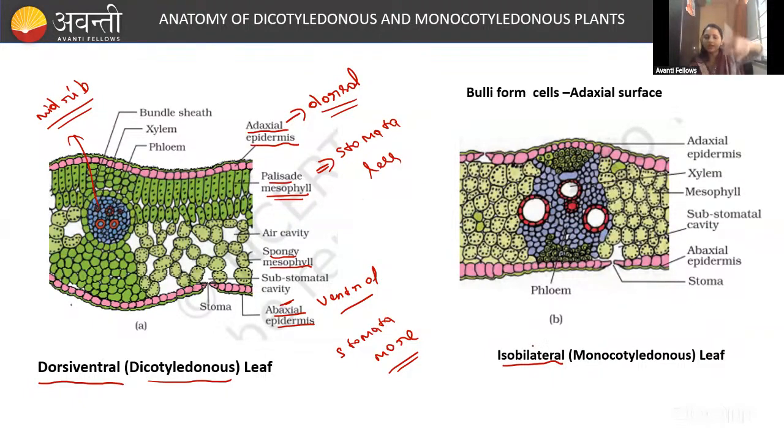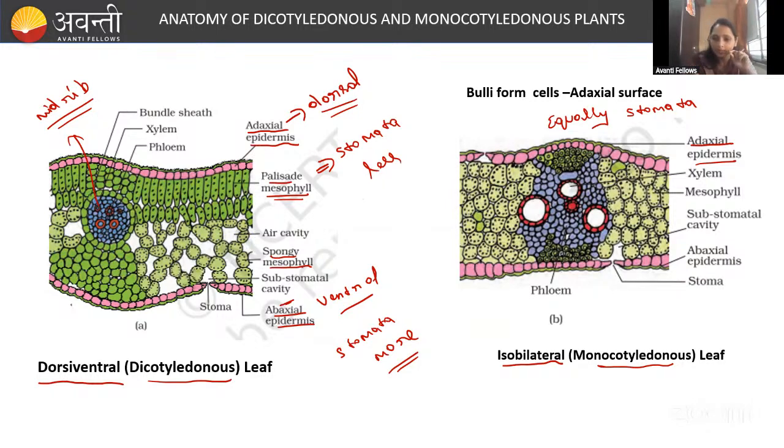Then coming to the monocotyledon leaf, we call it as the isobilateral leaf. Okay, we cannot differentiate the ventral surface and the dorsal surface there mainly. Here you can see equally we can see the stomata. Okay. So here you can see the adaxial epidermis and the abaxial epidermis. What you have to see here is there is no differentiation of the palisade parenchyma and the spongy parenchyma. Okay. So parenchyma is not differentiated into the palisade and the spongy parenchyma here.